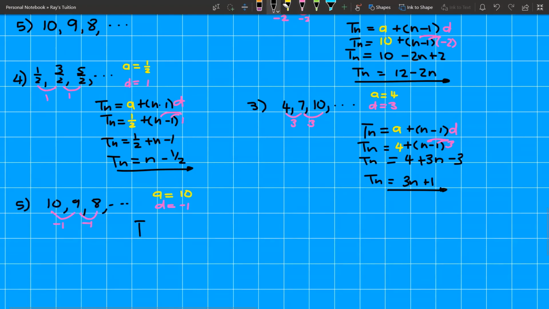We have Tn is equal to A plus n minus 1 times D. So Tn is equal to 10 plus n minus 1 times minus 1, and then we multiply that minus 1 to both terms and simplify. We have Tn is equal to 10 minus n plus 1, so Tn is equal to 11 minus n.